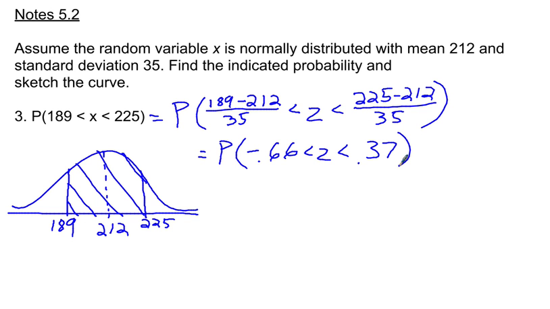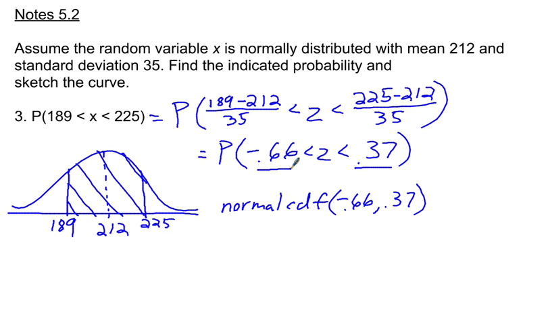And using the calculator, we would want normalCDF negative 0.66 comma 0.37. If we're using the table, we would look up 0.37 and we would look up negative 0.66, and then we would subtract those two values. Either way, this should come to 0.3877.